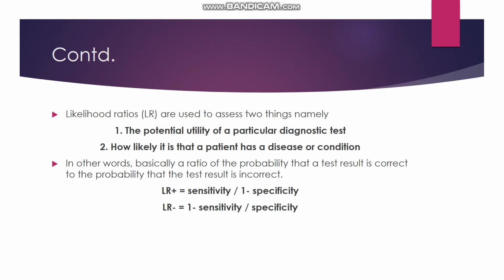Likelihood ratios are used to assess two things: the potential utility of a particular diagnostic test and how likely it is that the patient has a disease or a condition. In other words, basically it is a ratio of the probability of the test result to be correct to the probability of the test result to be incorrect. A positive likelihood ratio is equivalent to sensitivity divided by 1 minus specificity, whereas a negative likelihood ratio is equivalent to 1 minus sensitivity divided by specificity.